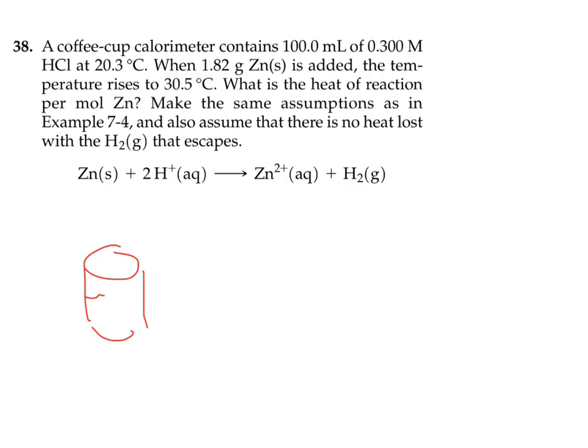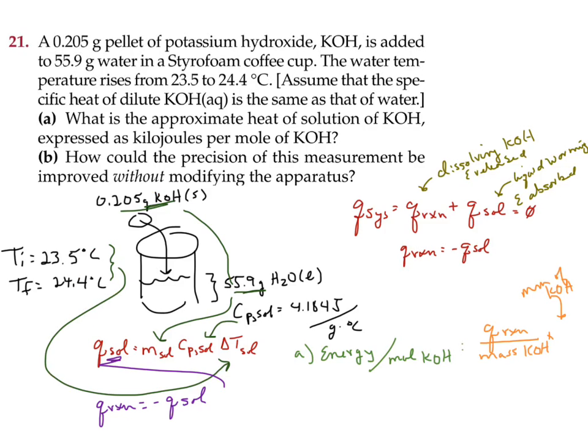Honestly, I was thinking about B. Let me go back. I was thinking about B. I'm like, how could the precision of this measurement be improved without modifying the apparatus? I drew a blank. So if you come up with something, go ahead and write it down. What I'm most curious about is your ability to answer A.